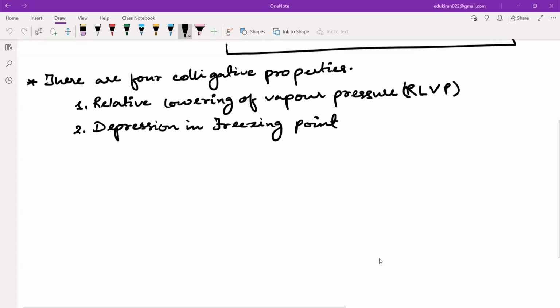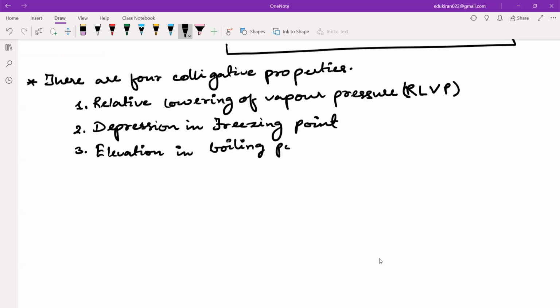Okay. Next, the third one is elevation in boiling point. Elevation in boiling point. The last one is osmotic pressure. The last term is osmotic pressure.